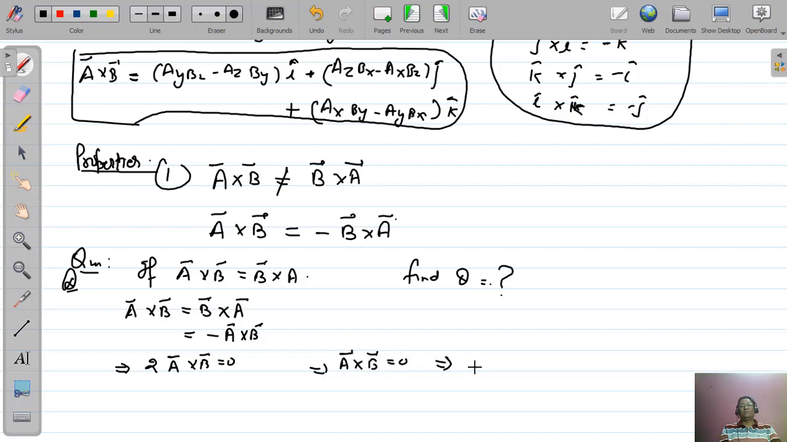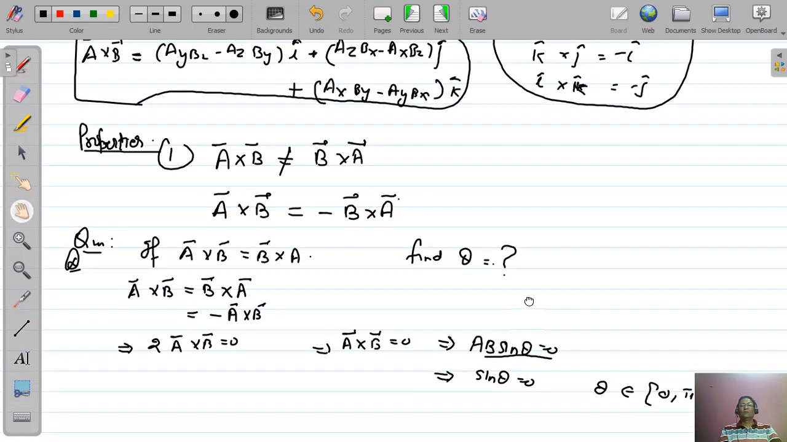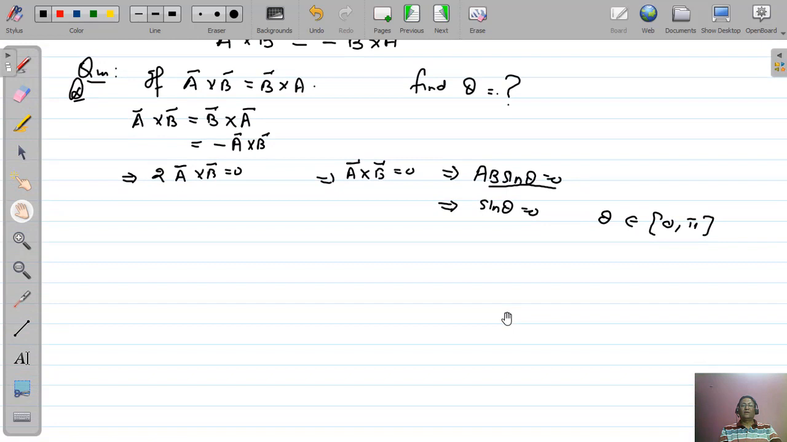Now, what is the angle between these two? In terms of magnitude, we can say AB sine theta is 0. Considering that the vectors are not 0, because if a vector is 0, then there is no point of cross product. So AB is not 0, that means sine theta is 0. And theta should lie between 0 to pi. So what are the possible angles? We should give all possible angles for this equation in the range 0 to pi.